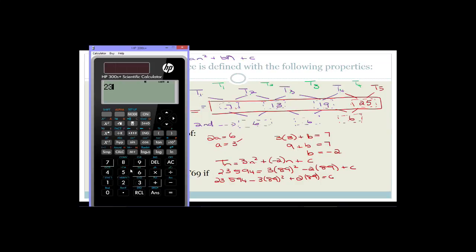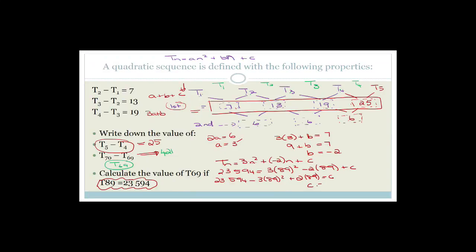So we're going to go 23,594 minus 3 bracket 89 bracket squared plus 2 bracket 89 close bracket equals 9. So therefore we can say C equals 9. Awesome. So now we know that Tn is equal to 3n squared minus 2n plus 9. And now it's very easy to work out T69.